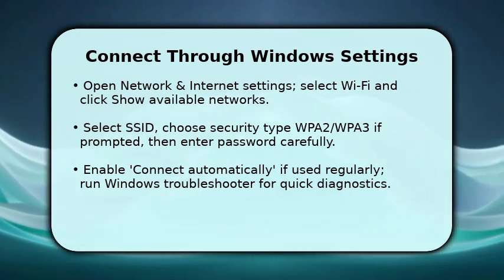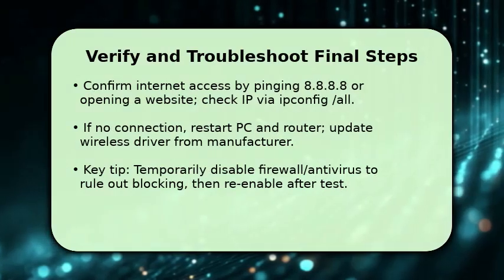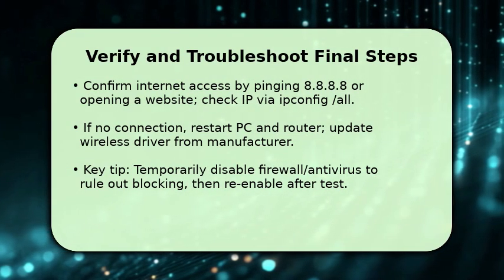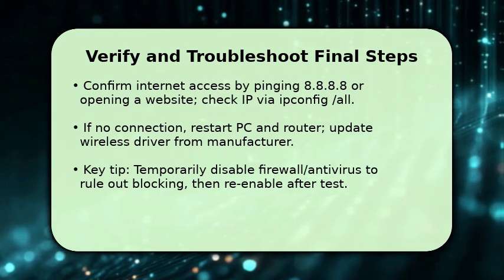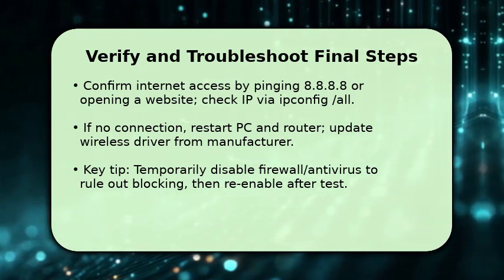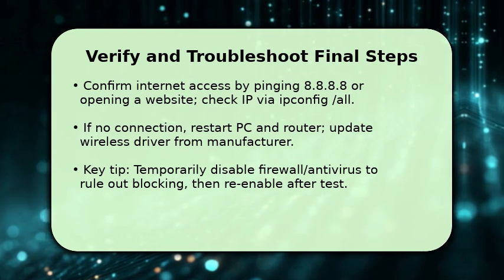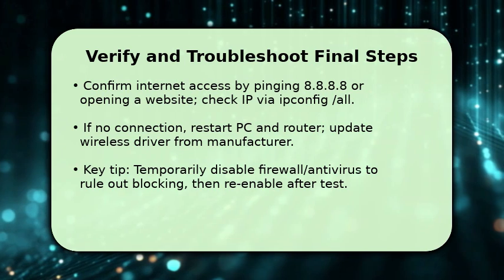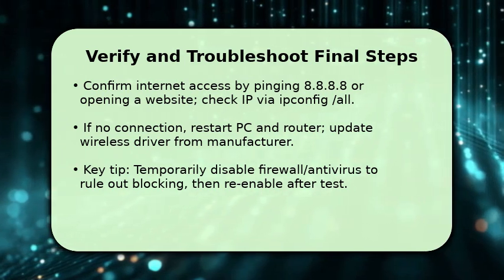You test internet access by visiting a page or pinging 8.8.8.8 and confirm your IP lease with ipconfig /all so you know DHCP succeeded. If you still lack connectivity, restart both PC and router and update the wireless driver from the manufacturer's site to fix compatibility bugs.